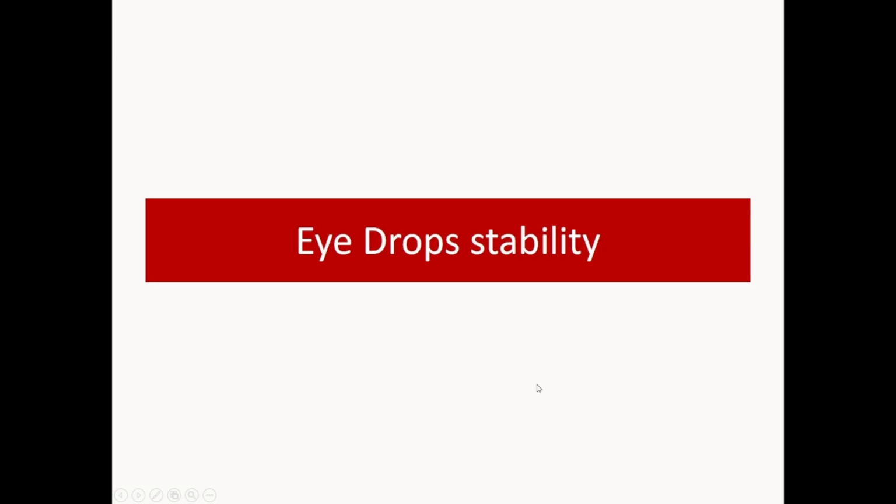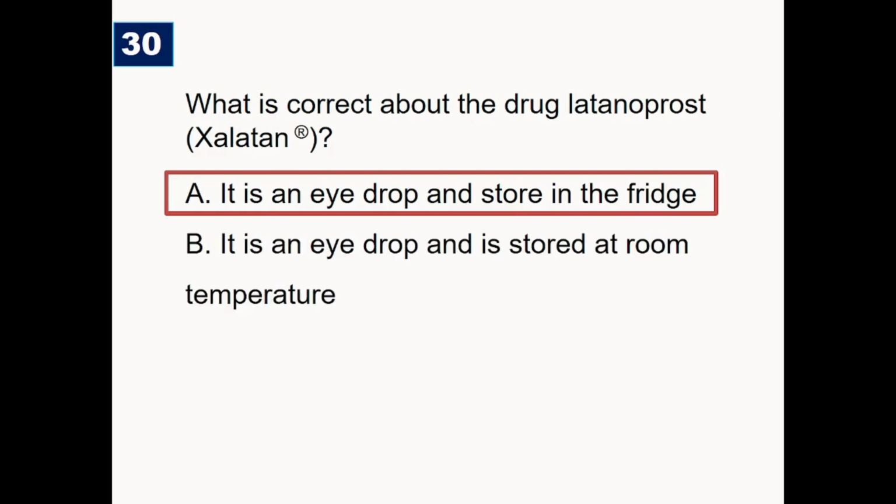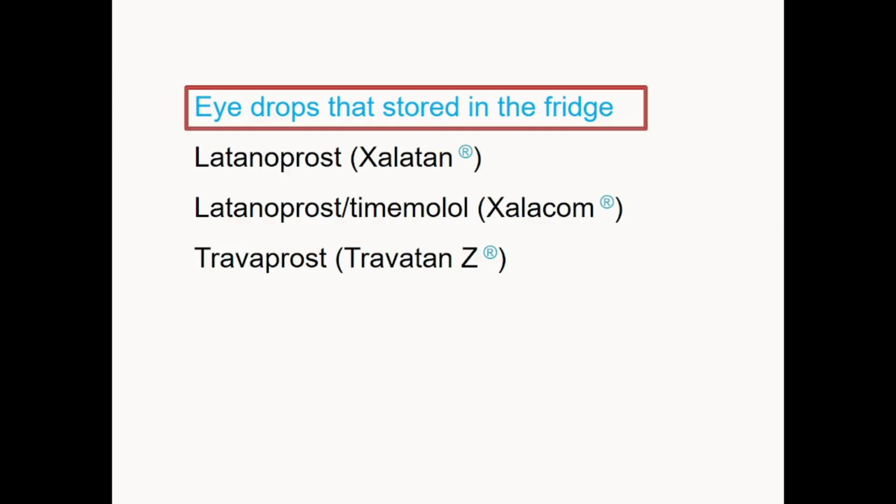Next, questions related to eye drops stability. What is correct about the drug latanoprost? It is an eye drop stored in the fridge. It is an eye drop stored at room temperature. It's an oral liquid stored in the fridge. And the correct answer is eye drop stored in the fridge in the pharmacy. However, once dispensed, the patient can store it at room temperature for 6 weeks.